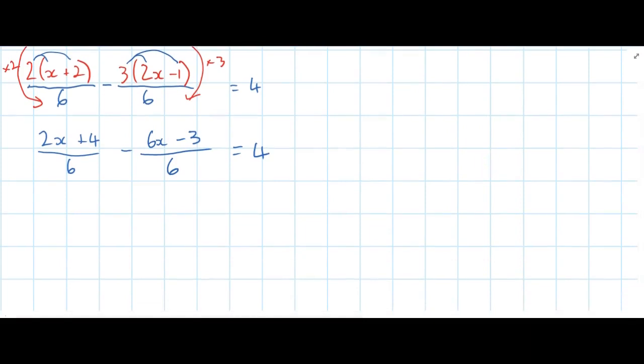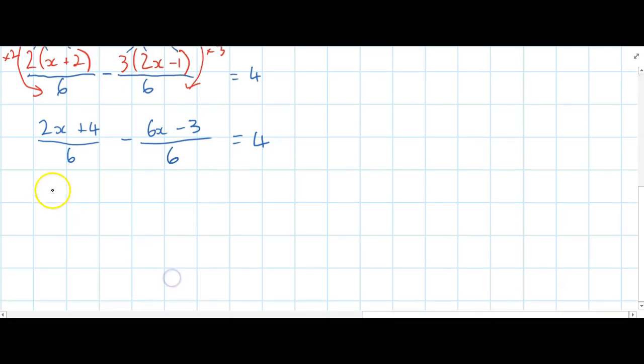When you have 2 fractions with the same denominator, you can combine them. So you combine the top and you keep the bottom the same. So we are going to do, let's see, 2x plus 4. Now, this is an interesting one, because it's takeaway, this takeaway applies to both of these numbers at the top. So when you take away 6x, you've also got to take away negative 3. When you take away negative 3, you get a positive result. That's really important. Alright, well this goes over 6, and that equals 4.